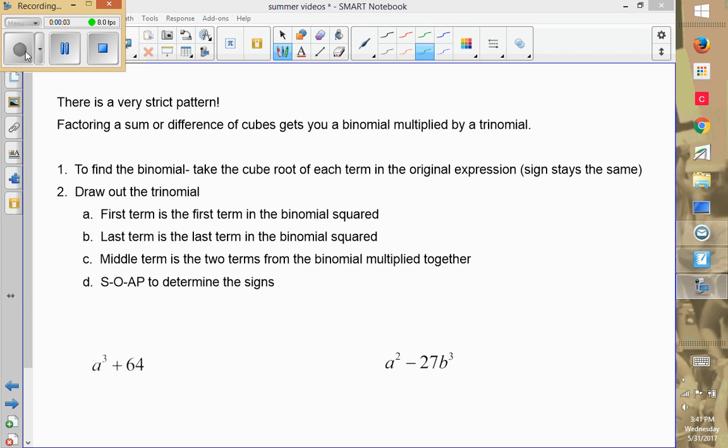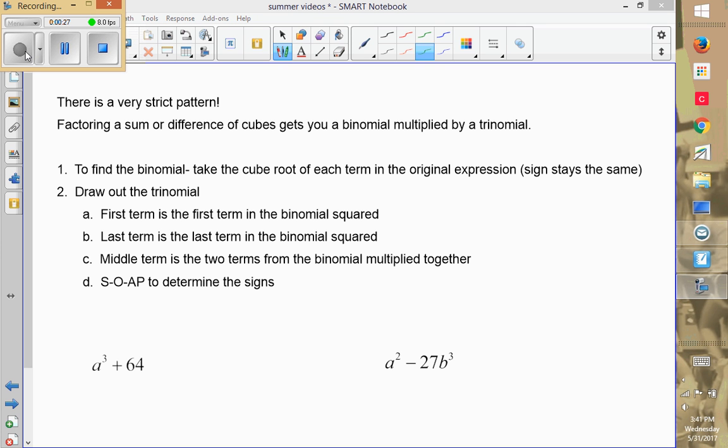Another common type of factoring would be factoring the sum or difference of cubes. Unlike the difference of squares, we do have the counterpart, the sum of cubes. It does not matter if you are adding cubes or subtracting cubes, you are still going to be able to factor them.